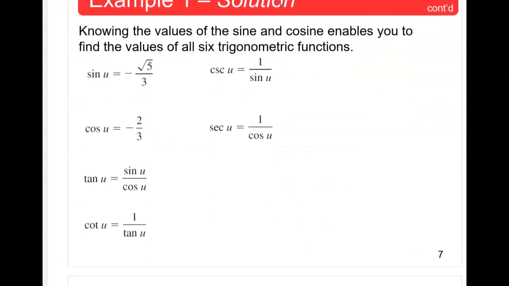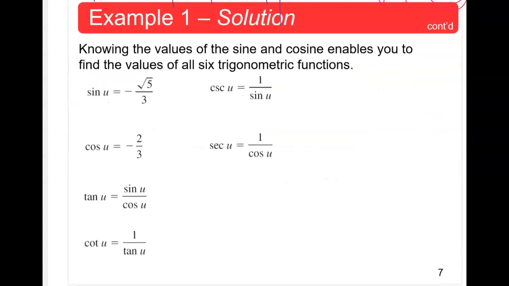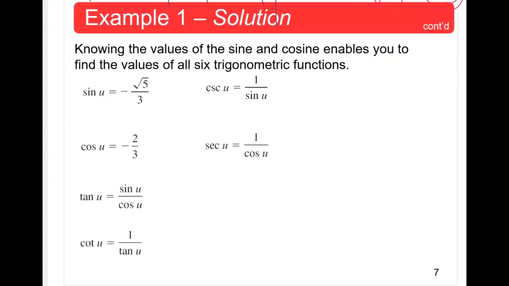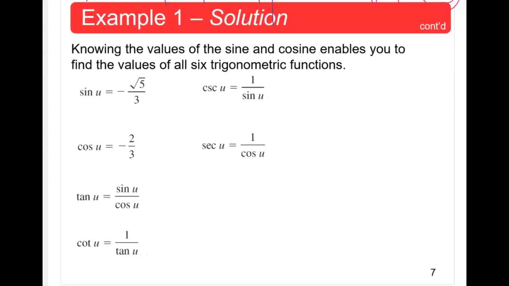Now we're going to find the rest of them, and this will be pretty simple because we already know sine and cosine, and in fact we were given secant at the beginning of the problem. So secant was given to us, and that was -3/2, or you could also use the reciprocal of cosine. For cosecant, we're going to use the reciprocal of sine, and so we need to interchange numerator and denominator, so we could say -3 over the square root of 5.